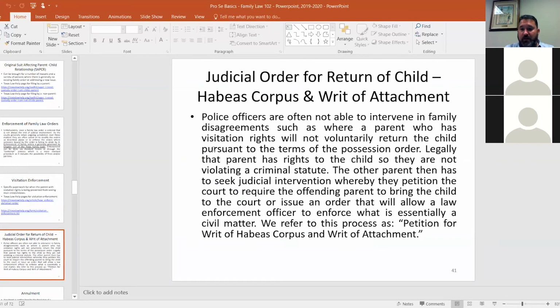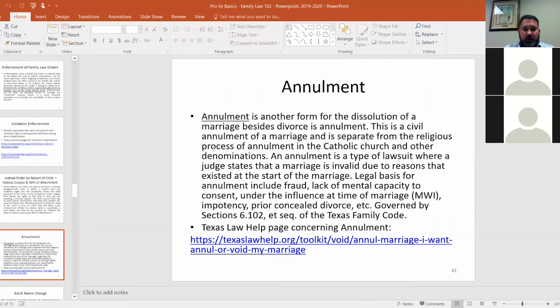Say the parent who has visitation has the kid, Sunday night comes around, they don't return the kid to the parent that the child normally lives with, and they won't return them. They haven't kidnapped the kid, but they're keeping them improperly. The police generally are not going to get involved unless they have what's called a writ of attachment. So you can seek to have the court order the return of the child. So it's obviously a fairly serious issue, but we have the paperwork and information for that.